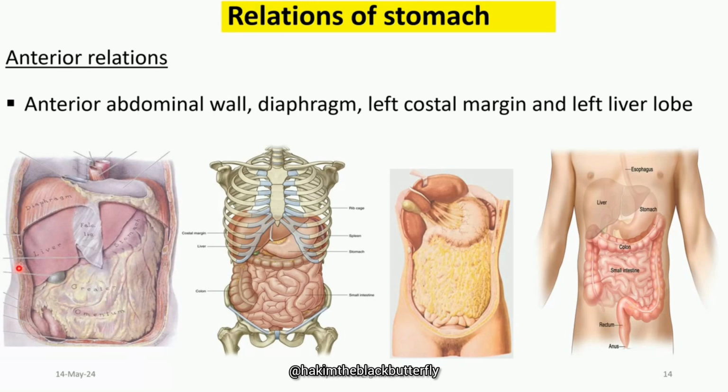The left dome of the diaphragm is going to be anterior to the fundus of the stomach. The left costal margin, that one there, is anterior to your stomach. The left lobe of the liver, that one there, is anterior to the stomach. You can also see it there. It's anterior to the lower part of the esophagus, but also to the stomach.